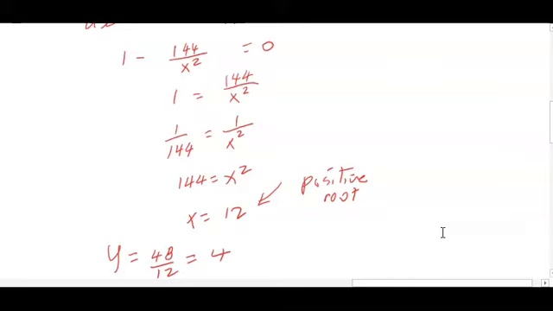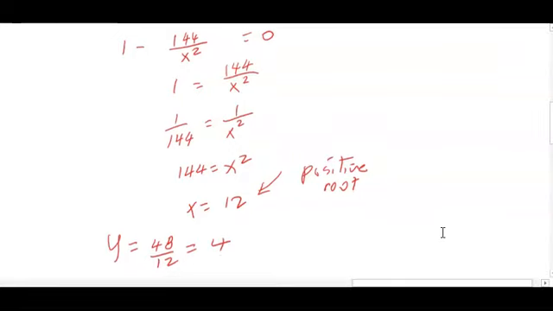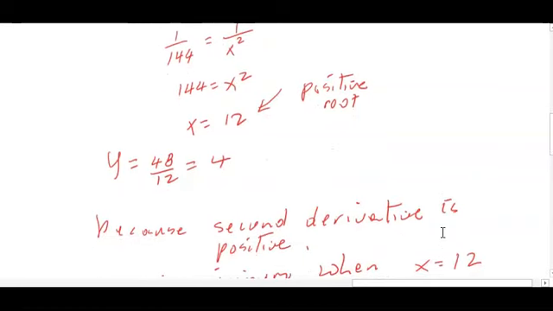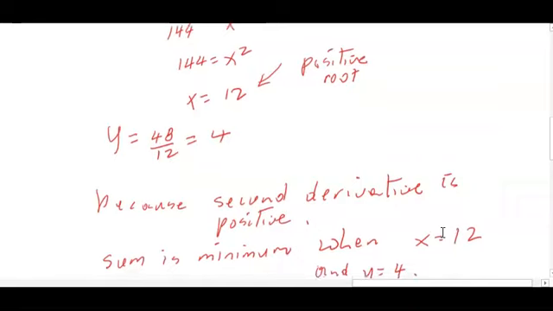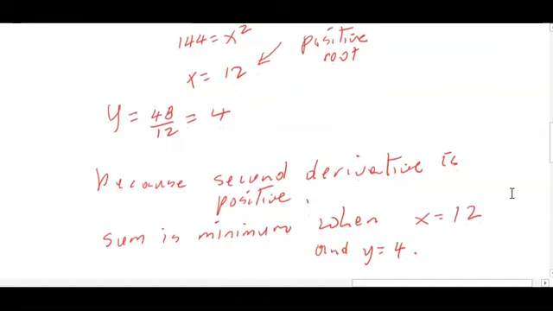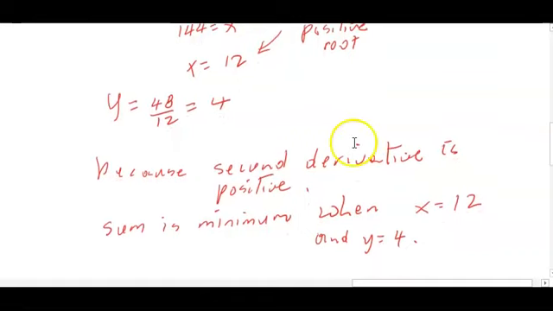Then we try to solve for y. y, we remember, is equal to 48 over x, so that would be equal to 48 over 12, so y is equal to 4. Now, because the second derivative is positive, the sum then would be a minimum when x is equal to 12 and y equals 4, and we're done.